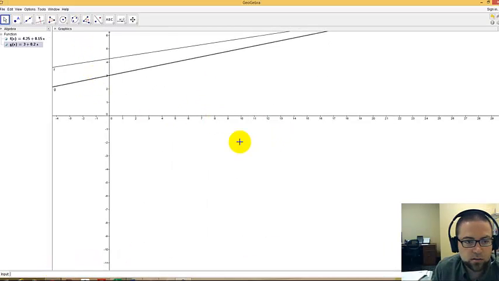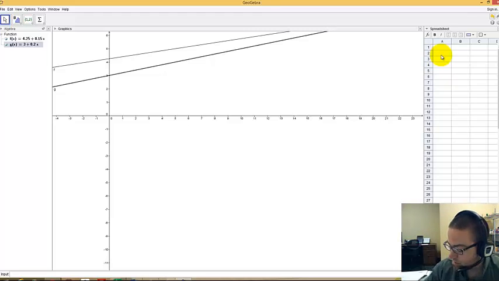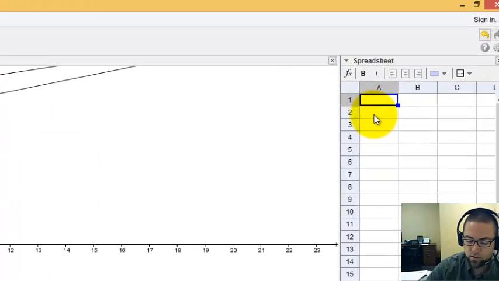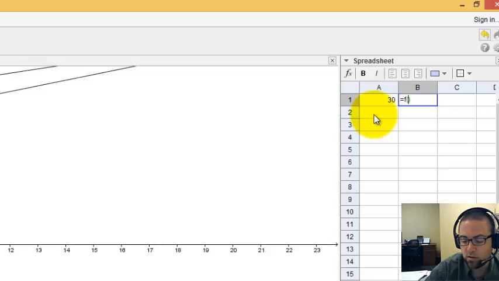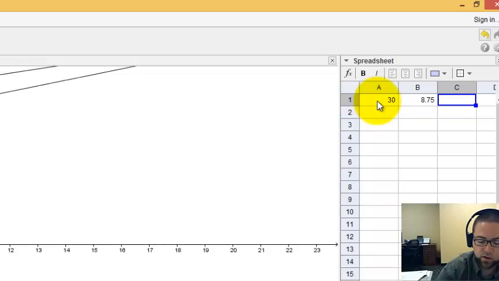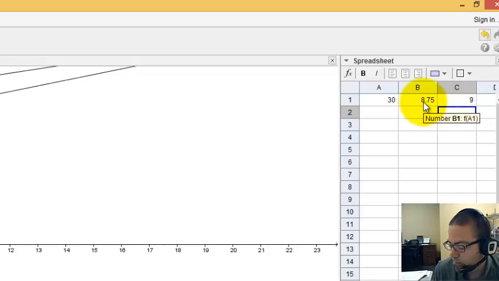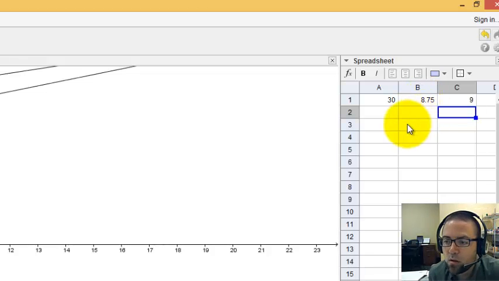Alright, so you see these two lines, but I want to first add my spreadsheet view. The first question asks, what are the daily charges by each business for customers using 30 minutes? So if 30 minutes is my input, my output equals f of 30, or f of a1. It'd be $8.75 for the first one, and g of a1 equals $9. So it looks like the second plan costs more, so you'd be better off with the first plan. It might be different for the other ones, of course.